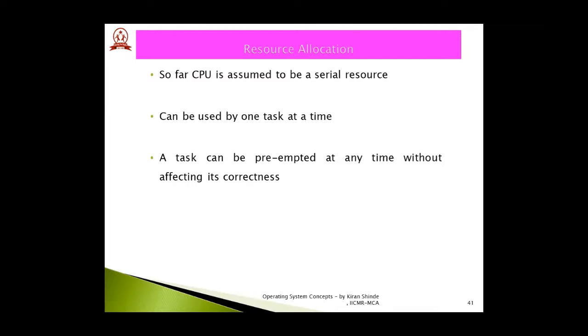So far, we have assumed that CPU is a serial resource. It means one process will consume CPU power, and after it finishes consuming the CPU power, only then the other process will start. But in this particular topic, we will see how it can be made parallel, how it can be used by more than one task at a time. A task which can be preempted at any time without affecting its correctness.